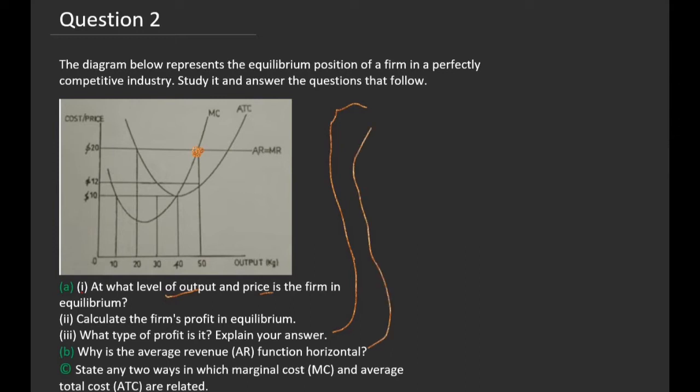B. Why is the average revenue AR function horizontal? The average revenue function is horizontal because in perfect competition, average revenue, which is also the price, is constant and fixed. Please take note of that. Again, the average revenue function is horizontal because in perfect competition, average revenue, which is also the price, is constant and fixed. Now, the C part here.